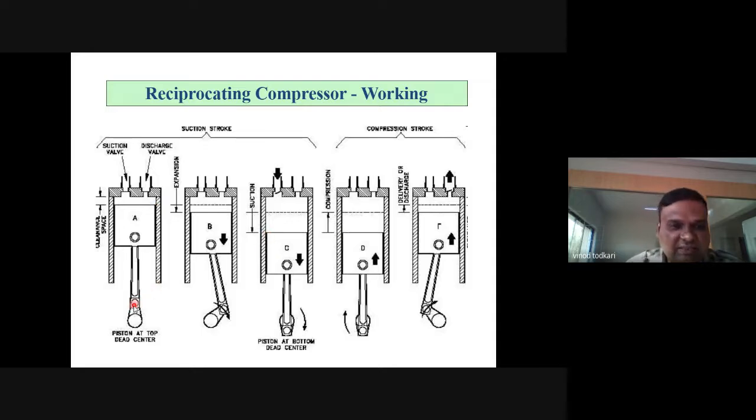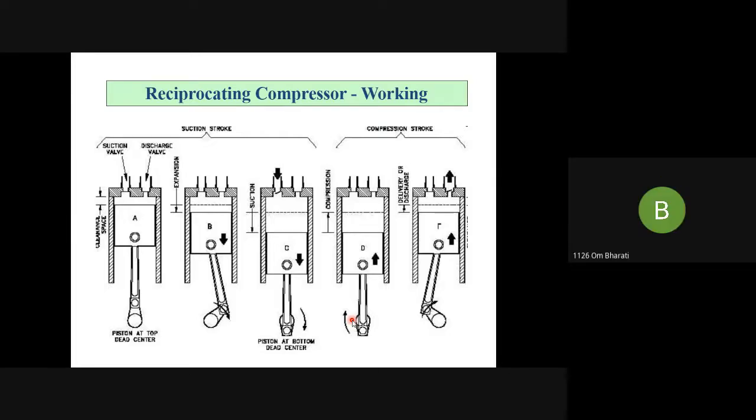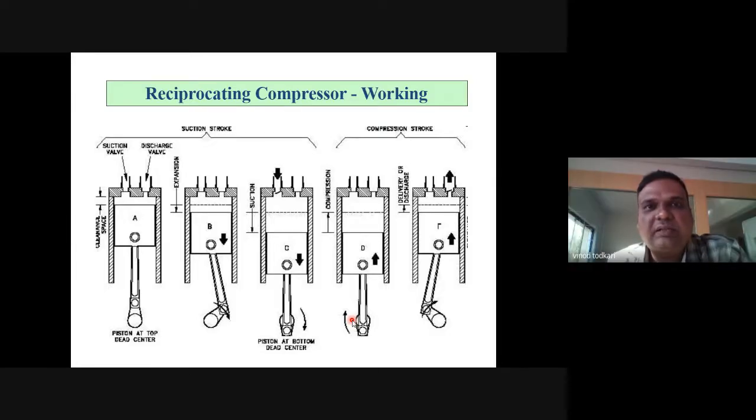See, initially the crank will move from this position to 90 degrees to 180 degrees. When the crank is at 180 degrees, the piston is at BDC. Now the crank will move from 180 to 360. When the crank moves from 180 to 360, tell me what will be the position of the piston? How will it move? Bottom to upward. Yes, BDC to TDC.